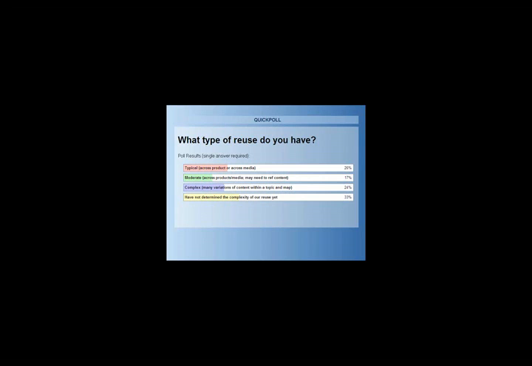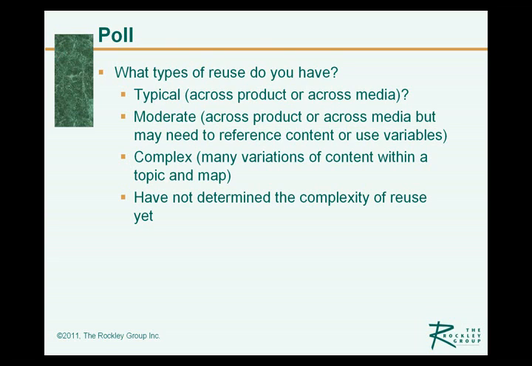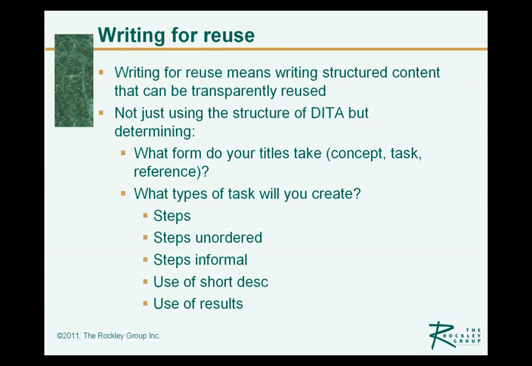We were asking what type of reuse the audience said they had. Is that the question you were on? That's right. 26% said typical across products or media. 17% said they have a reuse level that's moderate across various products and media, but they may need to reference content to other places. Some 24%, so wow, a quarter of the audience has complex reuse needs. And then 33%, so about a third of the audience, doesn't really know yet what their complexity level will be. And that's okay, and that's why they're on the webinar. So that's really good. And for those with the complex reuse, a content reuse strategy is so important.